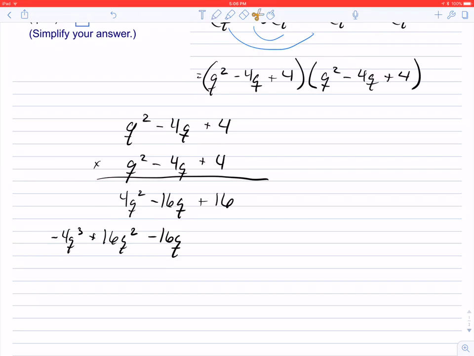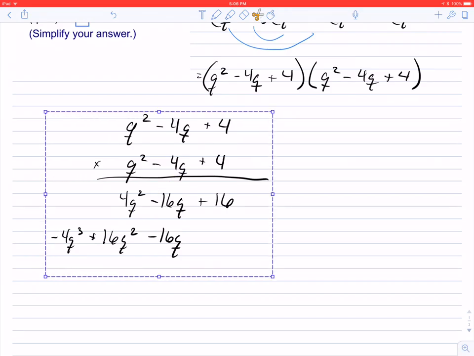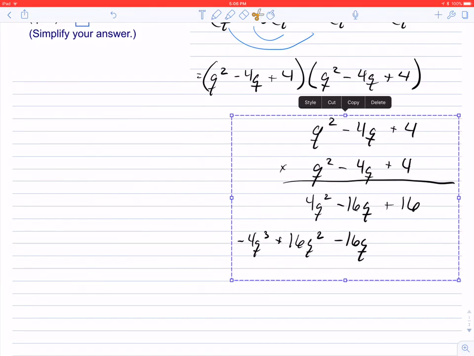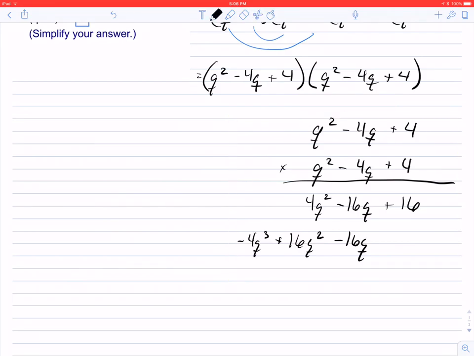You see you need some space off to the left, so I'm going to move this far to the right so we can have some space. Then q squared times 4 is going to be plus 4q squared. q squared times negative 4q is minus 4q cubed. And then q squared times q squared is a positive q to the 4.